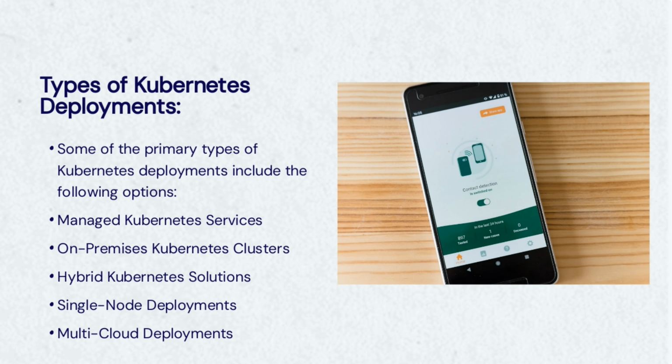Kubernetes deployments come in various types, each serving specific needs. Managed Kubernetes services provide a convenient, fully managed solution, while on-premises Kubernetes clusters offer greater control and customization. Hybrid Kubernetes solutions combine the benefits of both on-premises and cloud-based deployments. Single-node deployments are suitable for testing and development, and multi-cloud deployments enable workload distribution across multiple cloud providers.